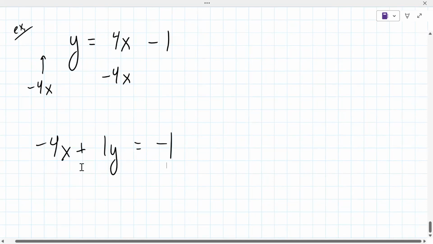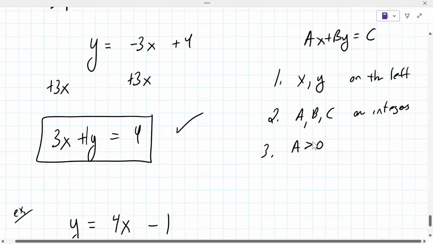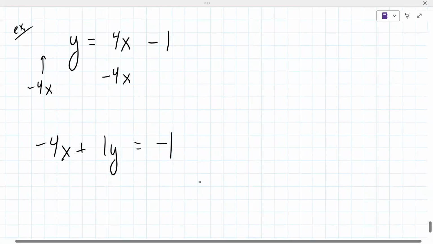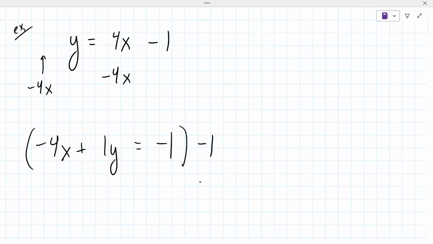So we've got x and y on the same side. That's good. Are the numbers in front integers? Negative 4, 1, and negative 1. Are they integers? Yes, that's good. But the first one's not positive. So to make it positive, you multiply everything by negative 1.